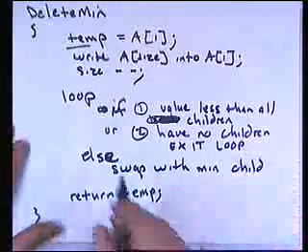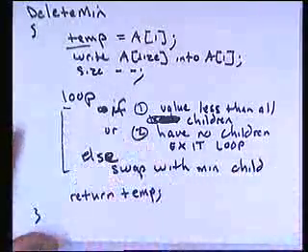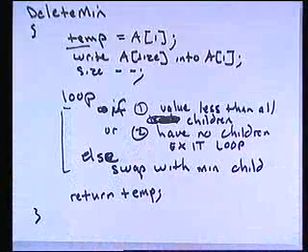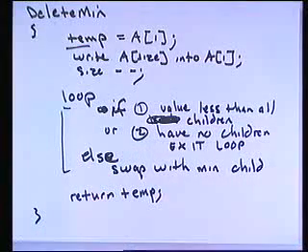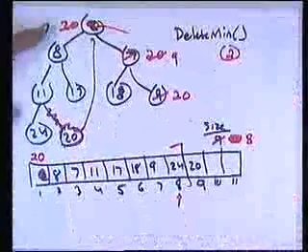Swap with minimum child. So you've got a loop here that will say, if it turns out that your value is less than all its children, then you're done. I mean, there's no problem there. The only value that's out of place was what we moved to the top. In the previous example, the only thing that was out of place was 20.